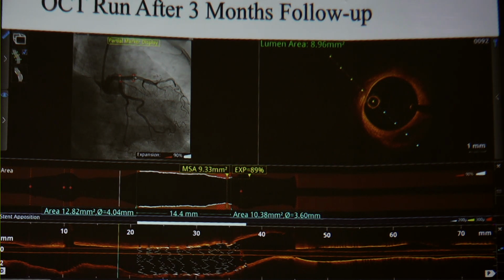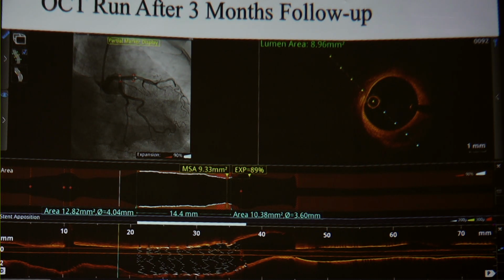What is the best way to treat once again such a patient? How do we approach, how do we treat such a patient again? How do we treat this lesion? We started the stent from the ostia. Next time we should, yeah.